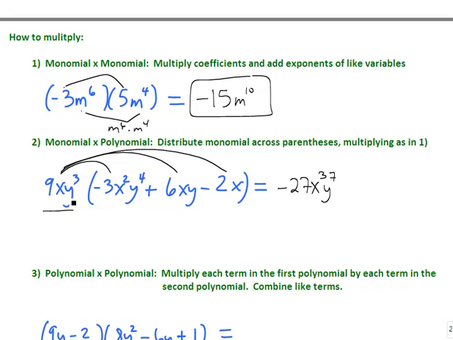Now if we take 9xy cubed times 6xy, 9 times 6 is 54, x times x is x squared, y cubed times y is y to the 4th. And finally 9xy cubed times a negative 2x, 9 times negative 2 is negative 18, x times x is x squared, and the y cubed stays put.